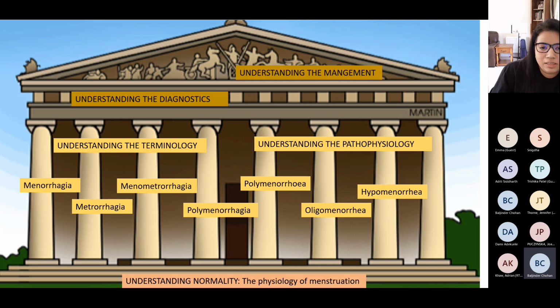But hand in hand with the terminology, we need to understand the pathophysiology behind why menstruation is sometimes abnormal. We can't replace understanding the pathophysiology with understanding terminology, because they're not quite overlapping. They sit next to each other, there is a bit of overlap, but you need to understand both of these entities separately in order to move on to the next part of building this structure, which is understanding diagnostics and then finally understanding management. All right, so this is what we're going to do for the rest of this afternoon.